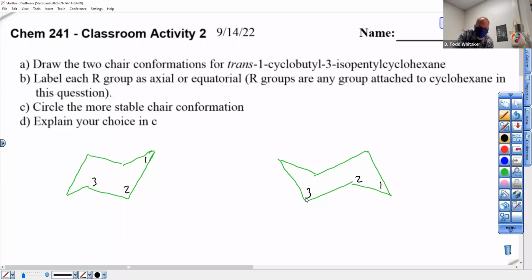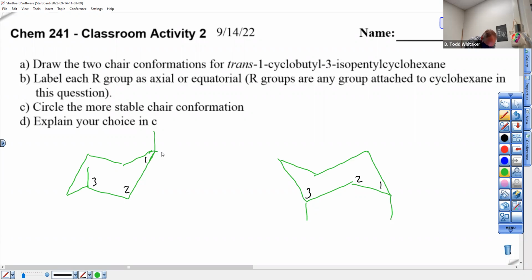Which bonds do I put on first, axial or equatorial? I'm just going to do the axials on 1 and 3 right now. Straight up, straight up. Why? Carbon angles point straight up. Over here, straight down, straight down. Carbon angles point straight down. That's why. Those are axial. Then I'm going to go equatorial, equatorial.